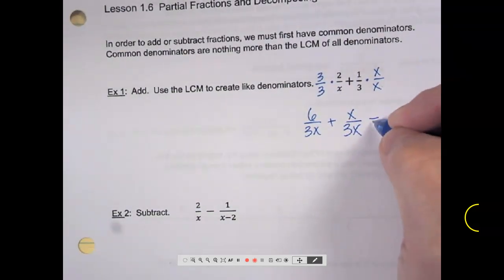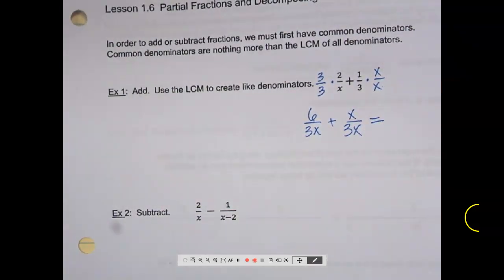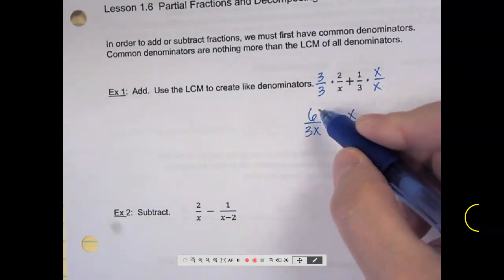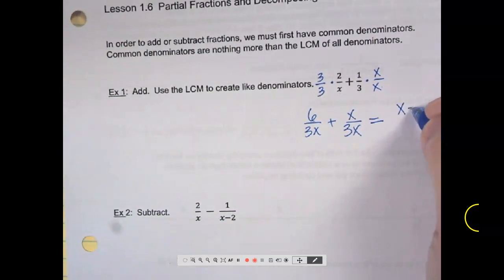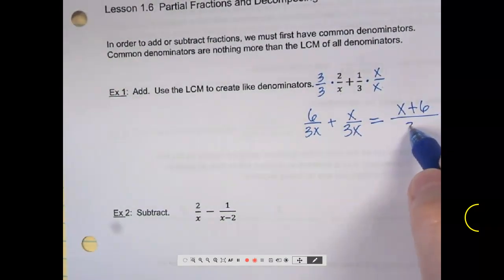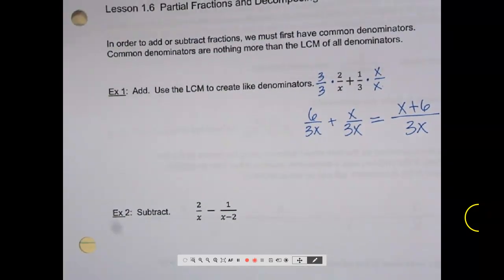Now I can look and see any like terms in the numerators. 6 and x, those are not like terms. I'm not multiplying them, so I don't get 6x. I'm just adding. So I'm going to put that x first, just because of a descending order sort of thing, over 3x. Okay, then I can cancel the x's, right?